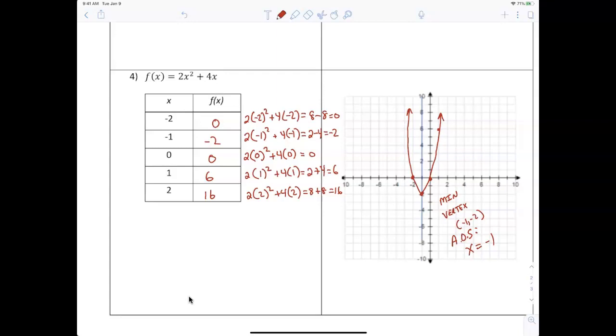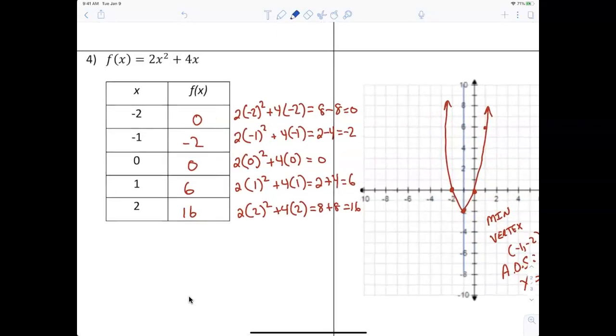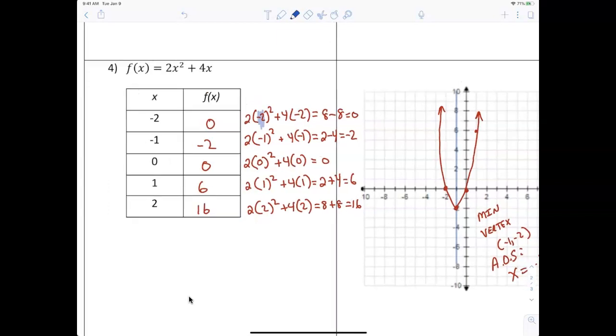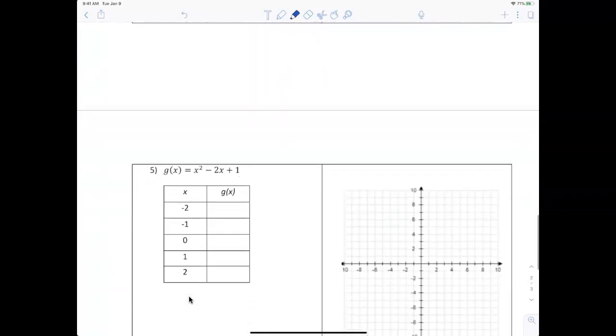Again, you've got to be careful with the order of operations, because remember, you always have to do what? Square first. Don't do 2 times negative 2 and then square. You'll be wrong. Okay? Let's check out number 5.